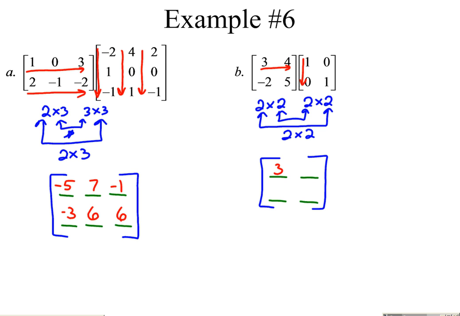Row 1, column 2. 3 times 0 is 0. 4 times 1 is 4. 0 plus 4 is 4. Row 2, column 1, negative 2 plus 0. And row 2, column 2, 0 plus 5 is 5.